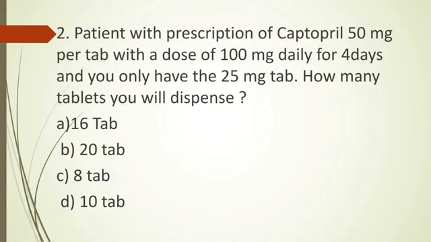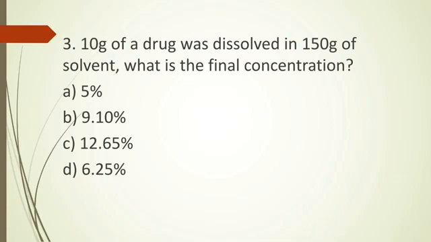The second question, a patient with a prescription of captopril 50 milligram per tab with a dose of 100 milligram daily for 4 days, and you only have the 25 milligram tab. How many tablets will you dispense? Option A, 16 tab. Option B, 20 tab. Option C, 8 tab. And option D, 10 tab. So we have seen a similar question before. So accordingly, you have to answer this question also. This is a revision portion, and you have to answer it and comment the answer in the comment box. Okay, and if there is any doubt, you can comment it and we can discuss it in detail.